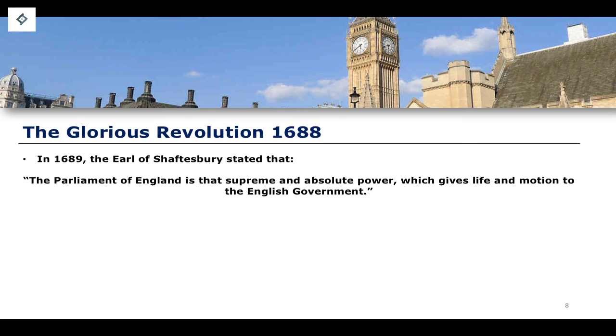In the next lesson, we'll do a little jump to the more modern conceptions of parliamentary sovereignty and talk about some of the principles of parliamentary sovereignty.